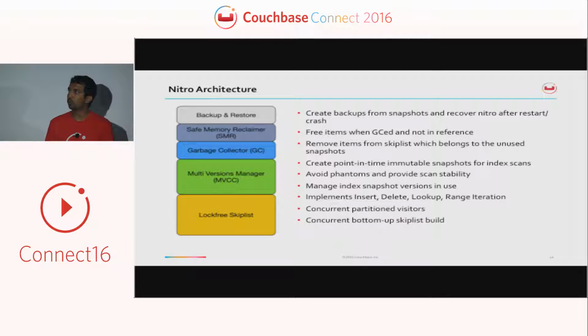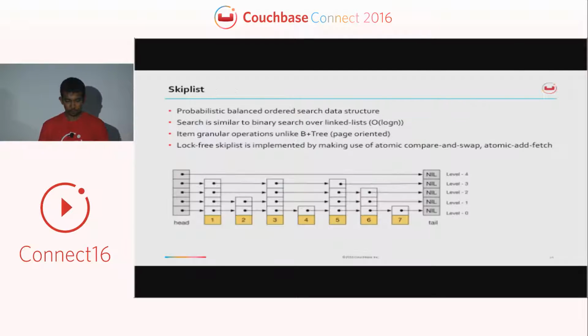Then we also do our own memory management, because the Go garbage collector is not going to scale with the huge amount of writes we are doing with a large number of CPU cores. So we have our own memory management. Then we have a fast backup and restore, which is also highly concurrent.